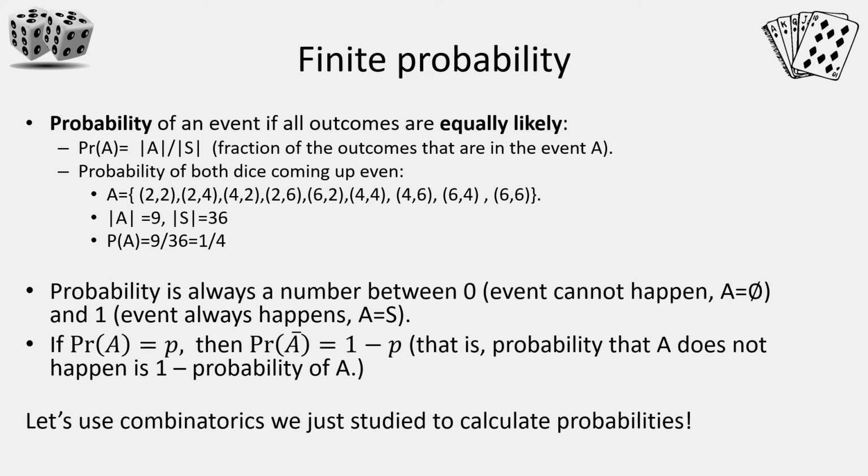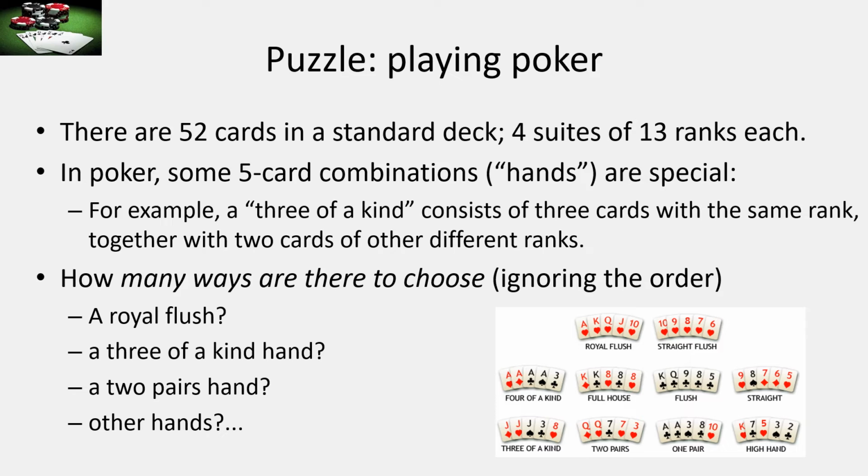So let's now tie it to the combinatorics and show how we could estimate chances using just what we did before, counting things with this definition of probability. Let's get back to poker, and now let's restate our question slightly. Rather than asking what are the chances of getting a certain hand, let's ask how many ways there are to choose a certain hand. So how many ways are there to choose a 3 of a kind hand, or 2 pairs, or a royal flush?